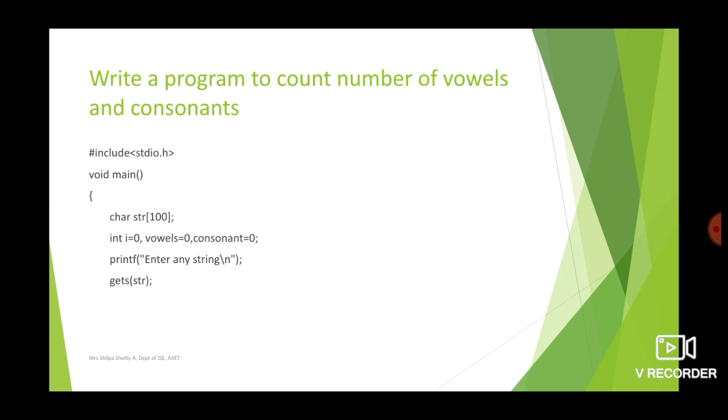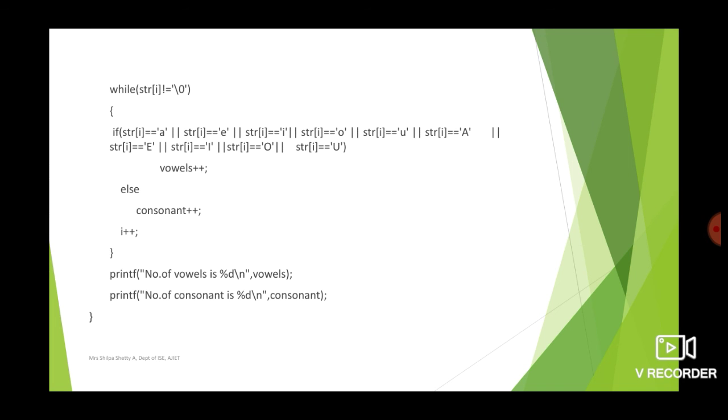#include <stdio.h>, void main, char str of 100. So that is the declaration. Then we have one loop. So we are taking i, so i is equal to 0. Then we need to take the count of vowels and consonants. So let us take two variables to keep the count. Vowels and consonants should both be initialized to 0. Then printf enter a string, gets of str. So let us read the string here.